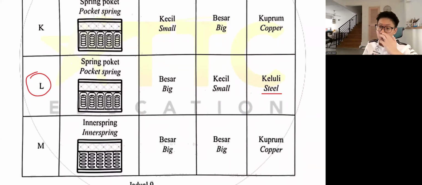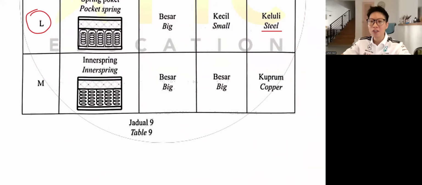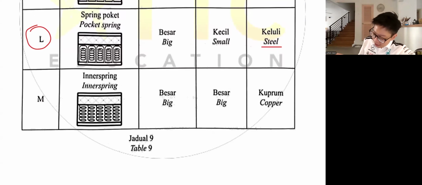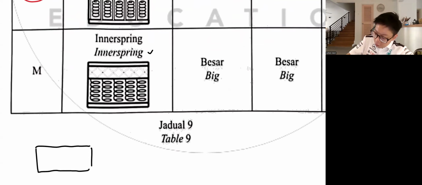Okay, why pocket? First of all, guys, if next time you get the opportunity to go and buy a tilam, you do this experiment. If you use inner spring, it's like this one. Imagine this is your tilam. Now, when you lie down on the tilam, if you use inner spring, the whole entire bed will sink together. Literally the whole thing will sink together, because the springs are tied together.